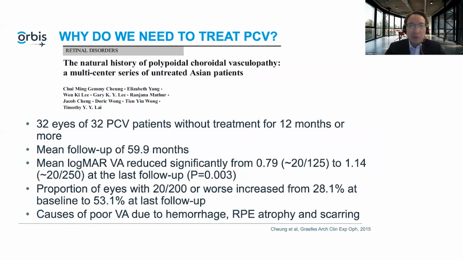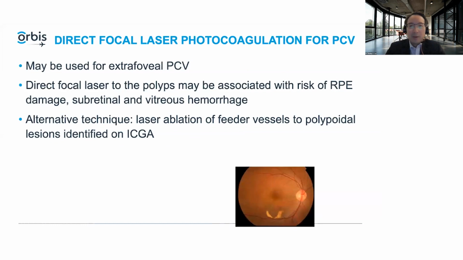So why do we need to treat PCV? For example, in this natural history study we performed in our Asian population, we looked at 32 eyes of 32 patients with PCV without treatment, followed for at least 12 months. These patients had a mean follow-up of about 5 years. You can see there was a significant reduction in visual acuity, and the proportion of patients with 20/200 or worse vision increased from 28% to 53%. The main causes of poor vision included hemorrhage, RPE atrophy, or scarring, and that's why we need to treat our patients. So how can we treat them?